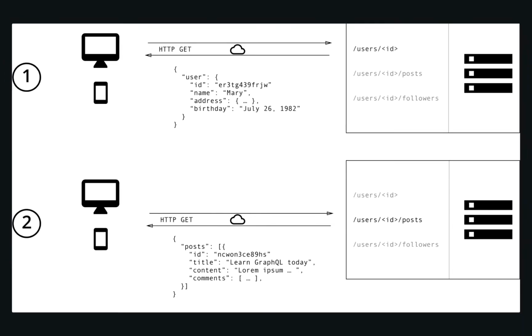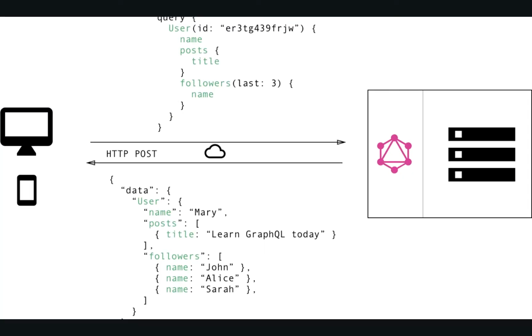Whereas in GraphQL, you just define the schema and you only use one endpoint, and you define what you need in the response. If you look here, the query object contains the user, the name, the post, the title of the post, and the followers. This single endpoint will get you all the details.